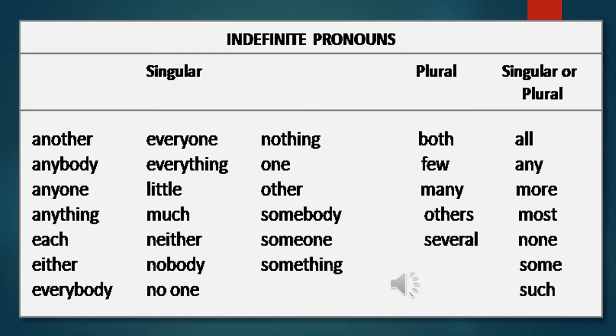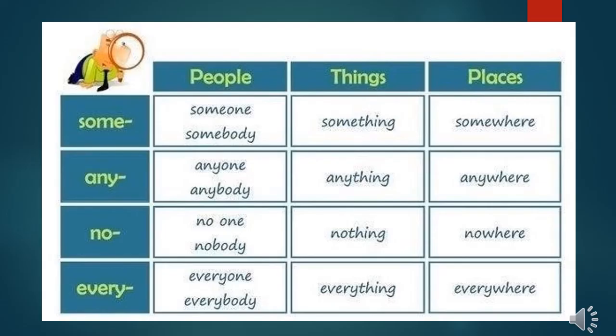Next is the list of pronouns related to people, things and places. On this slide, I share the list of indefinite pronouns. For people, we use someone, somebody, anyone, anybody, no one, nobody, everyone, everybody. For things, we use something, nothing, anything, everything. For places, we use somewhere, nowhere, anywhere, everywhere.